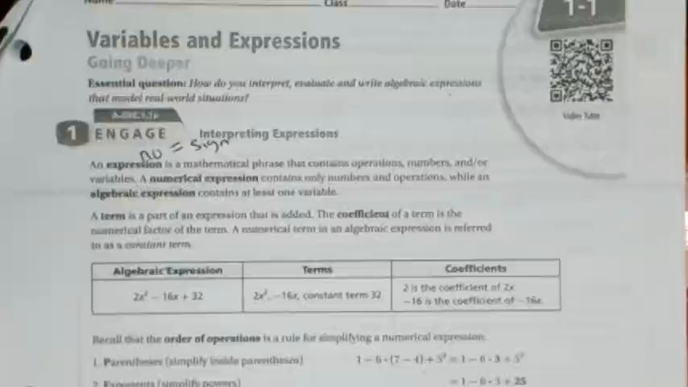A term is a part of an expression that is added. The coefficient of a term is the numerical factor of the term. So if you had the term 3x, the coefficient is the 3. It's the number in front of the variable. A number term in an algebraic expression is a constant term. A constant is just a number, like 25, 53.